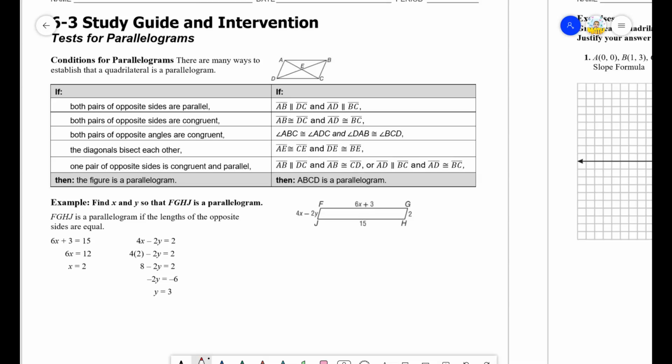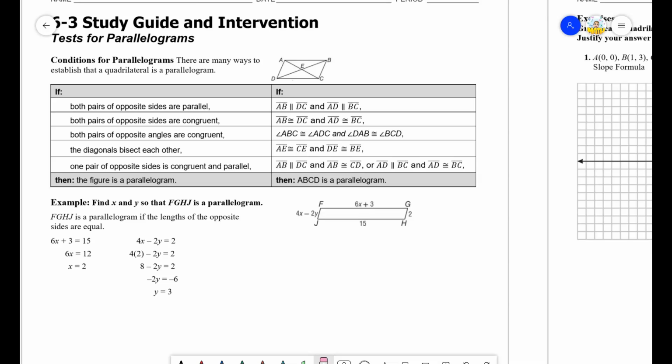If we have both pairs of opposite sides parallel, in this case AB and DC would be one pair, and the other pair would be AD and BC, then we have a parallelogram. In the same regard, if both pairs of opposite sides are equal, we have a parallelogram. Or both pairs of opposite angles are equal, we have a parallelogram. Or if we have diagonals bisecting each other, we have a parallelogram.